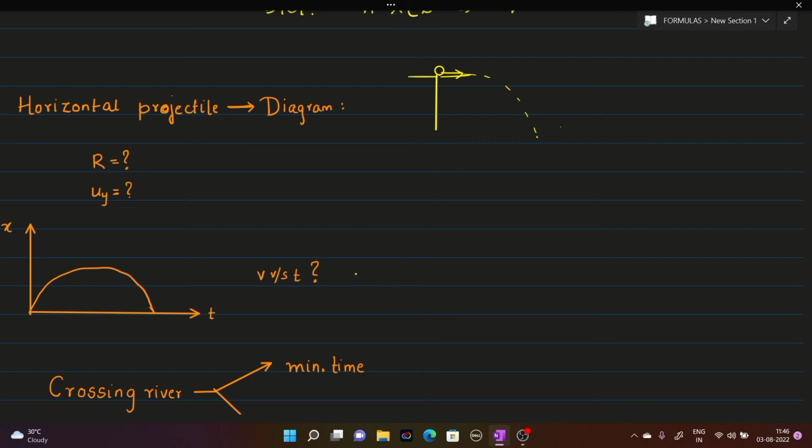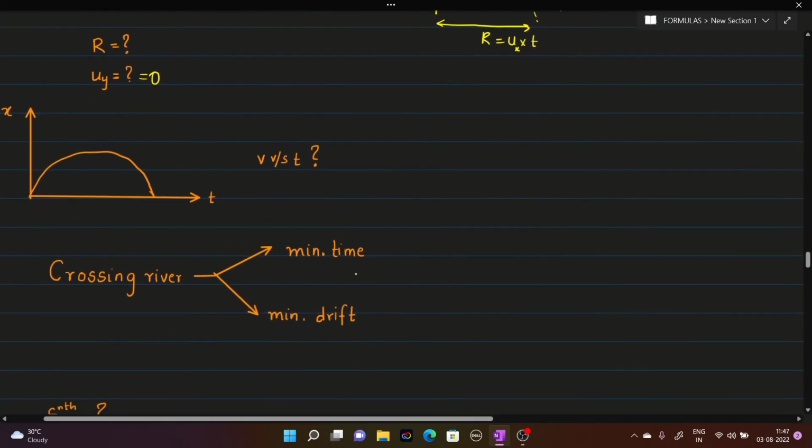So here, where we were in the horizontal projectile: if we are throwing it with initial velocity u in the x direction, then the initial velocity in the y direction would be 0, because no velocity is given. And this is the range. The range is nothing but this velocity multiplied by time, and this velocity is nothing but the velocity in the x direction. So these are the two important things in horizontal projectile.